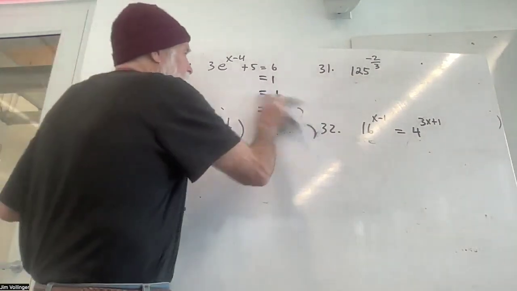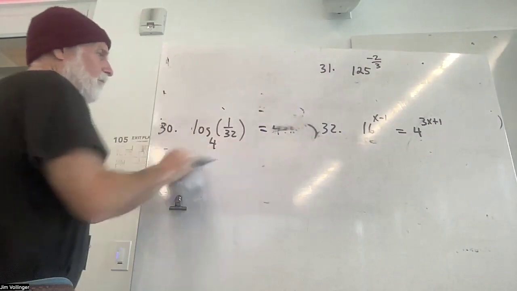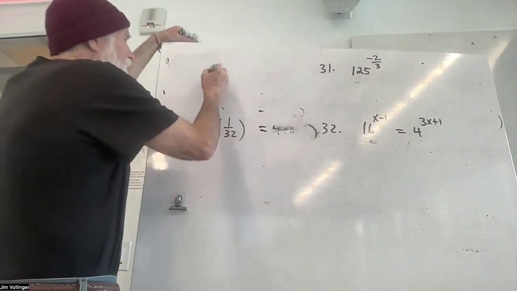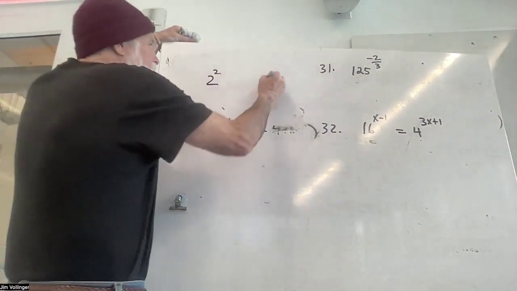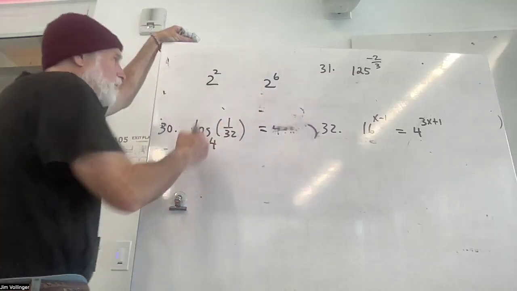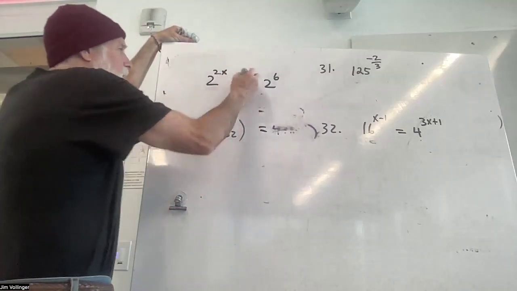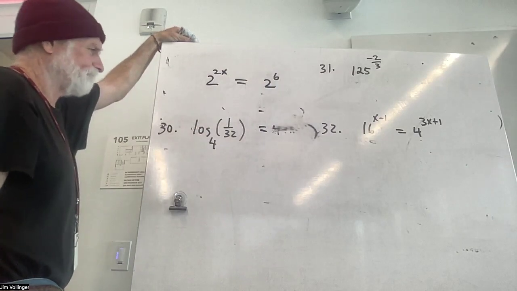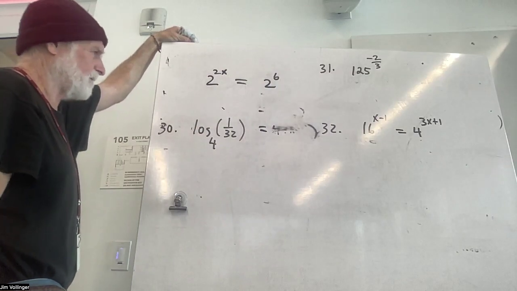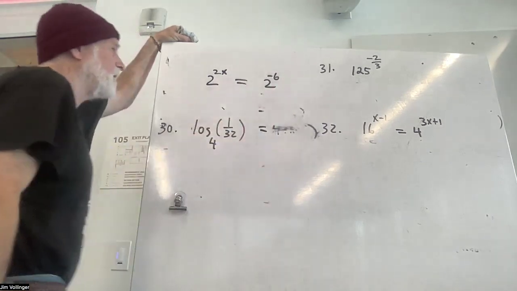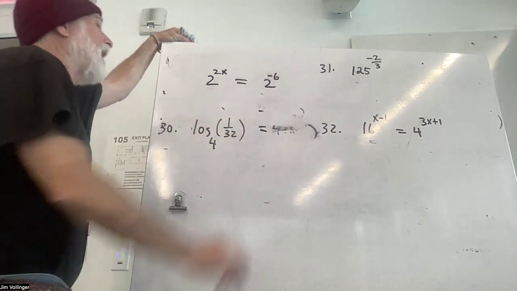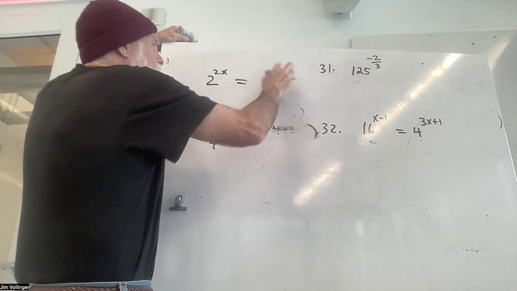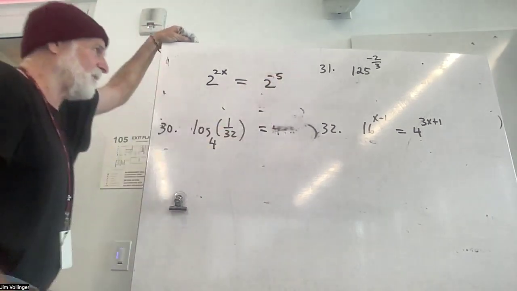All right, that's done. 4 to the what gets you 1 over 32? Well, I know 4 is 2 squared, and I know 32 is 2 to the 6 because I'm a math teacher. What exponent gets me that exponent? Sure looks like I really botched this. So this is negative 6, excuse me. So it looks like it's 5. Here I am telling you I know it, and I don't. So have a laugh on me.